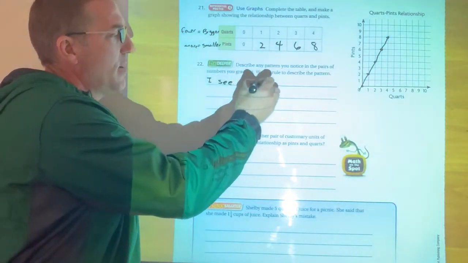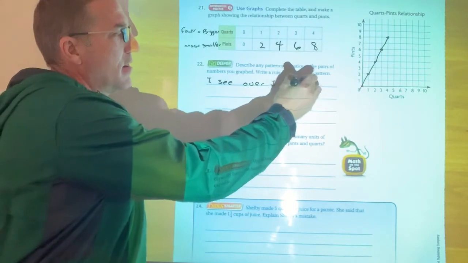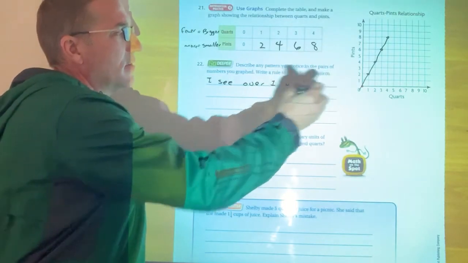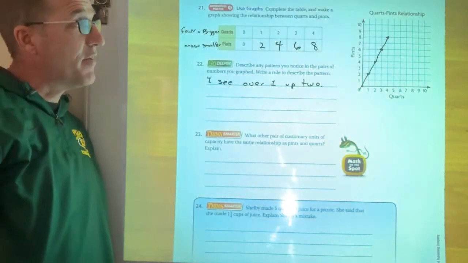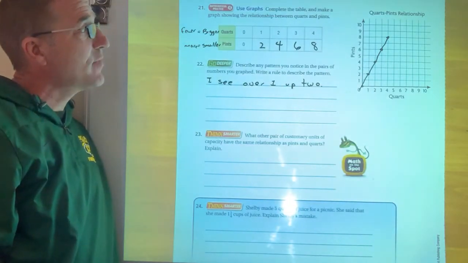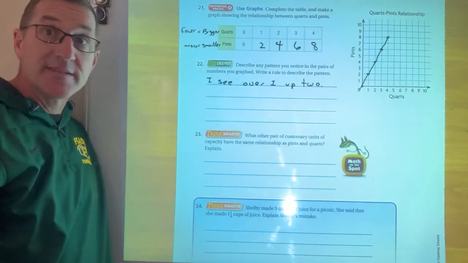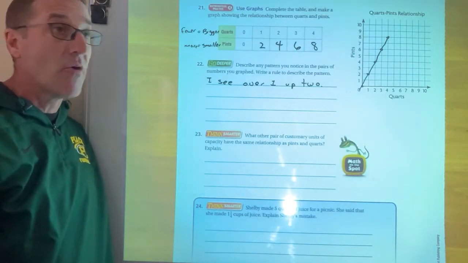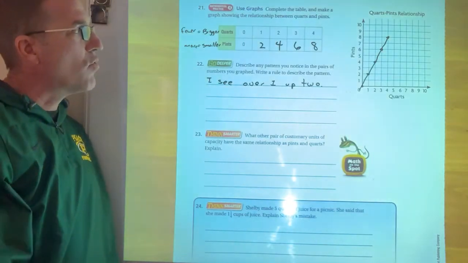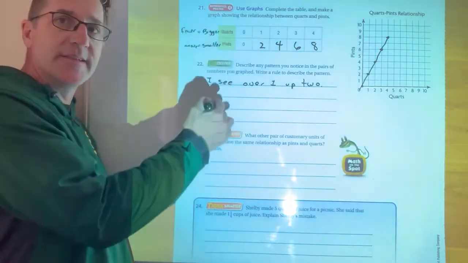Okay. So there are other patterns. I see that pints grow faster than quarts do, which makes sense because they're smaller. I'm going to need more and more and more of them. Write the rule. So remember what our rule is.